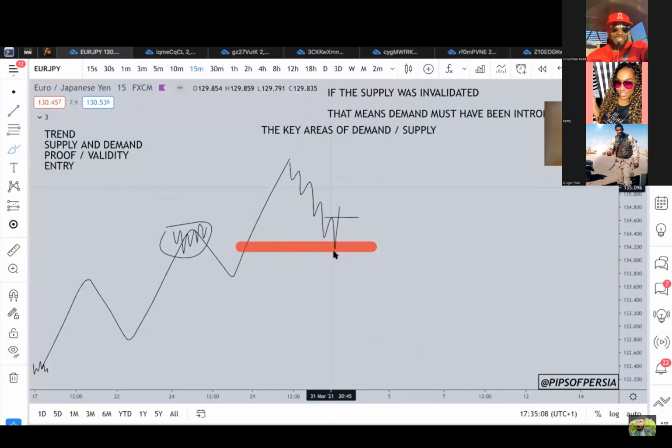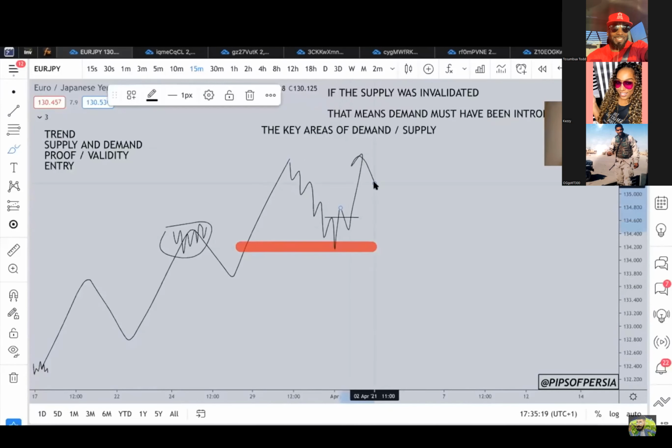So that break of that structure to the upside is now going to prove to me that whatever supply we had previously is now invalidated. Chances are we're going to get a retracement and go higher. Trade management comes into this a lot as well, because now you're taking a higher time frame trade based on lower time frame break of structure. So you've got to manage your trades properly as well.